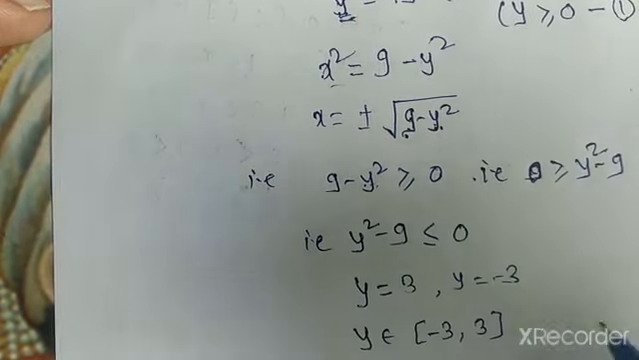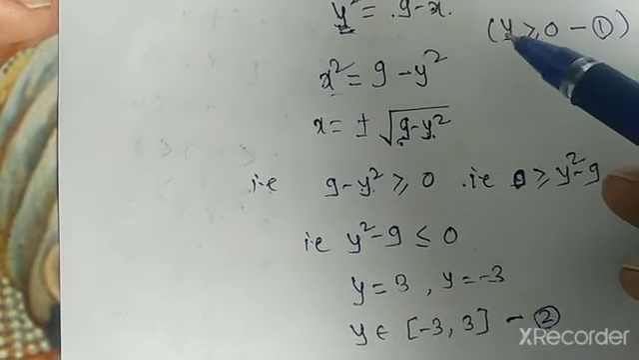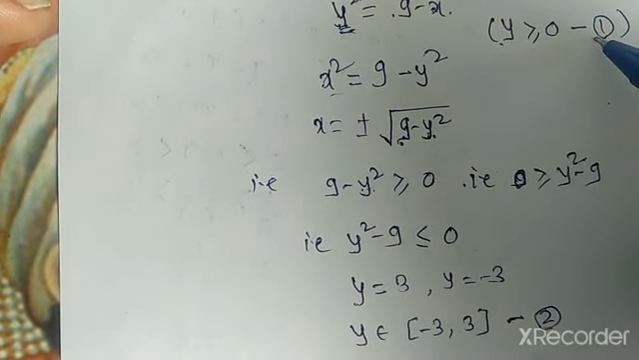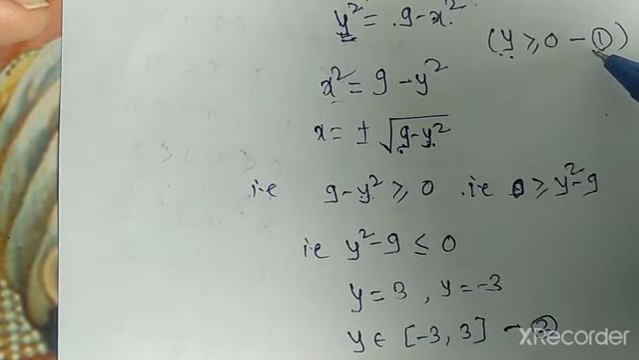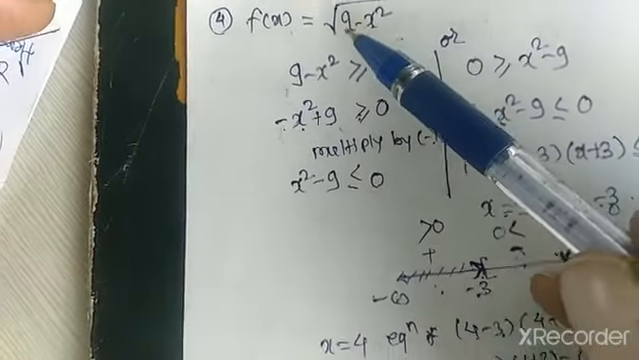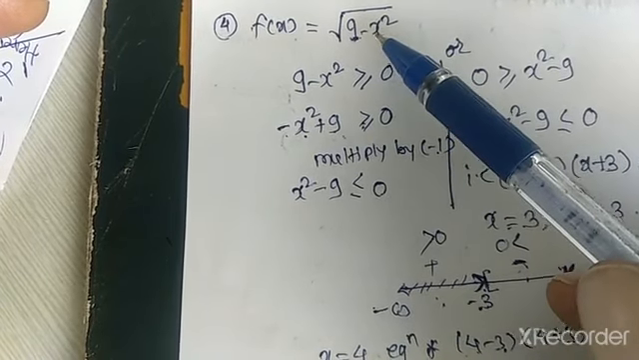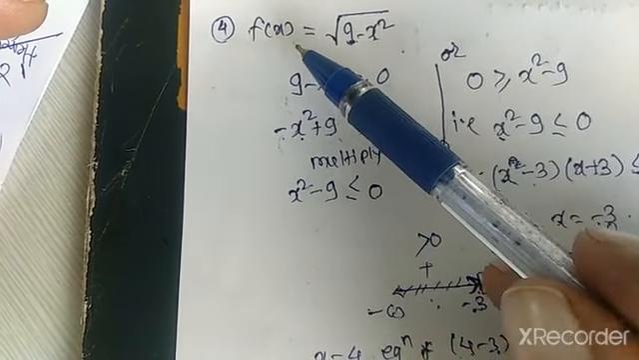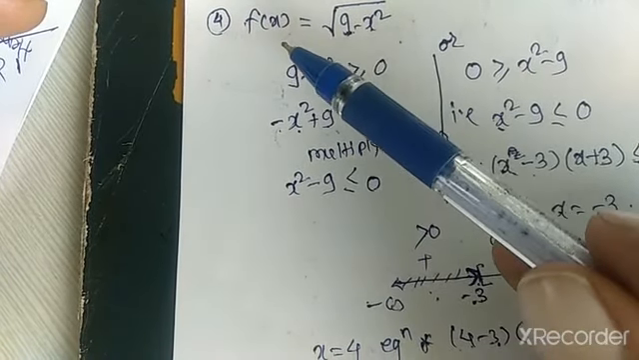Now consider it as equation 2. But here we also have the condition that y should be greater than 0. In the given function f of x is equal to 9 minus x square, the values will be greater than or equal to 0 only. It is not less than 0.